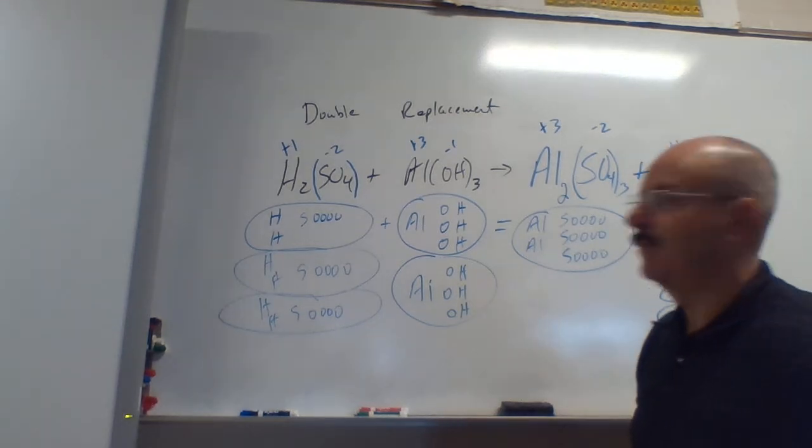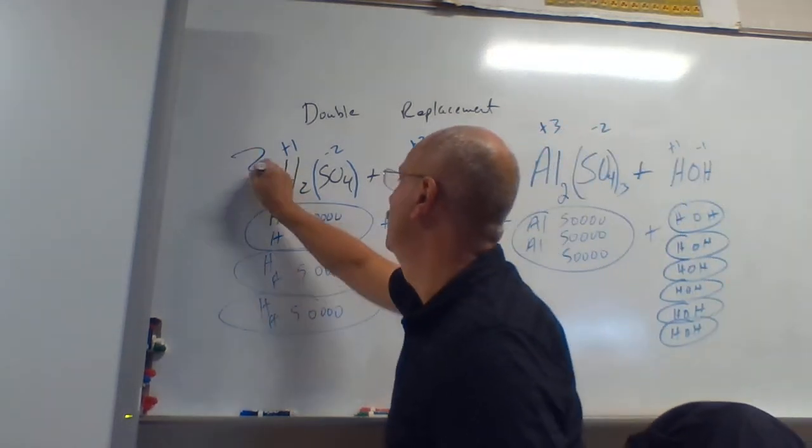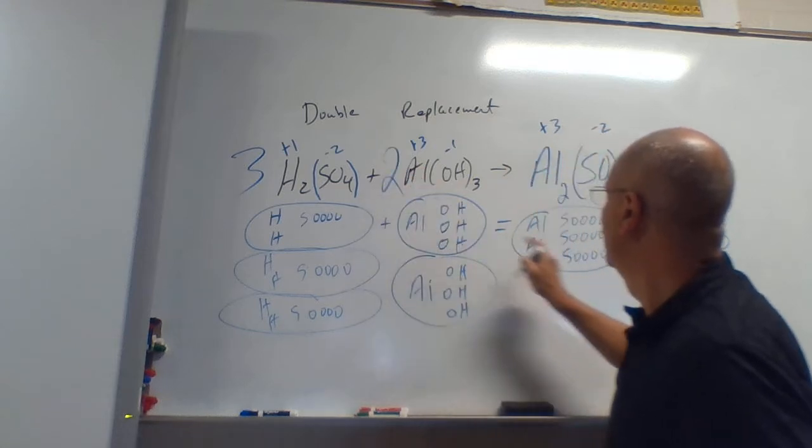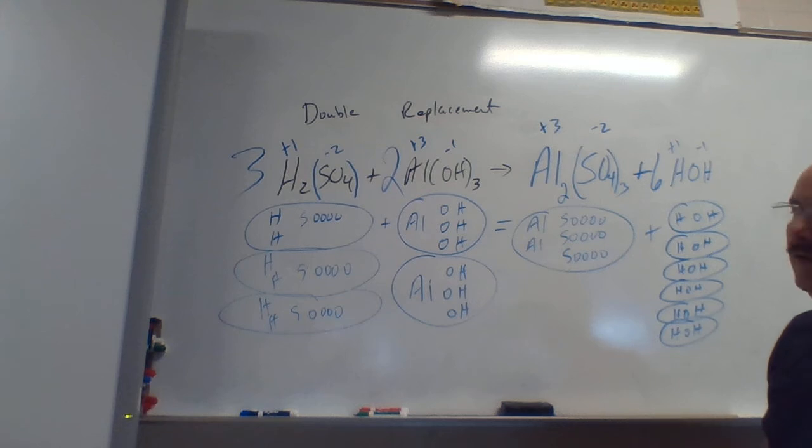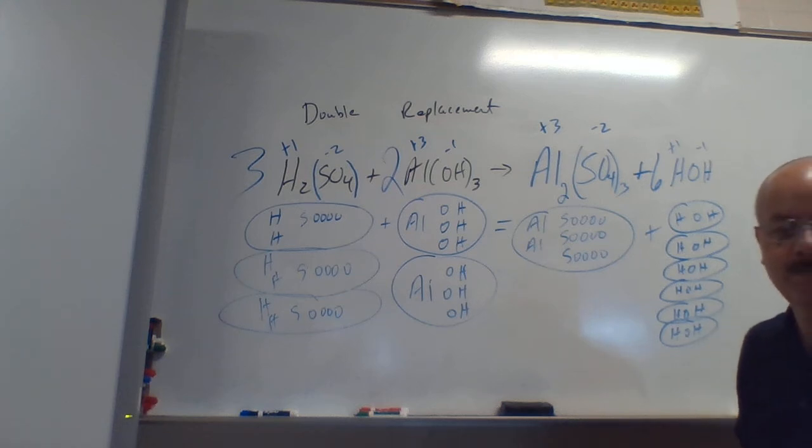Now all I gotta do is go through and put down my numbers. So I got 3 of this guy, 2 of this guy, 1, leave it blank, and 6 of that guy. There's my balanced equation. All right.